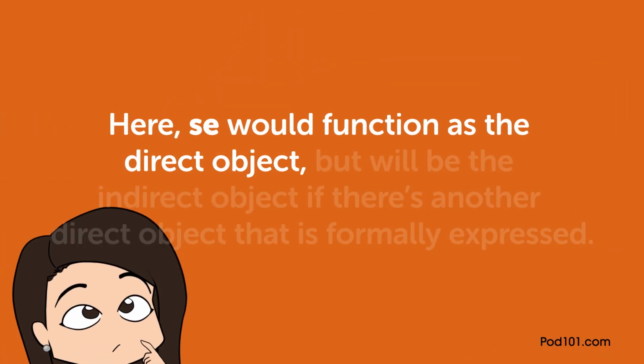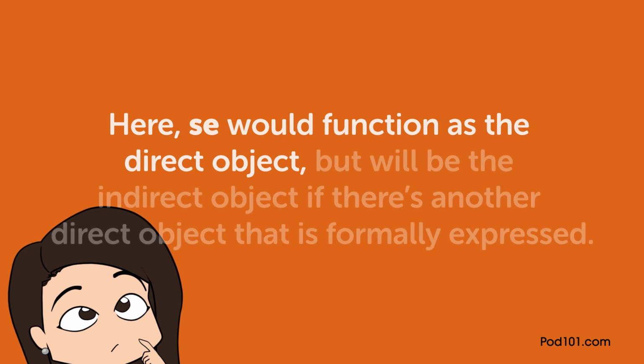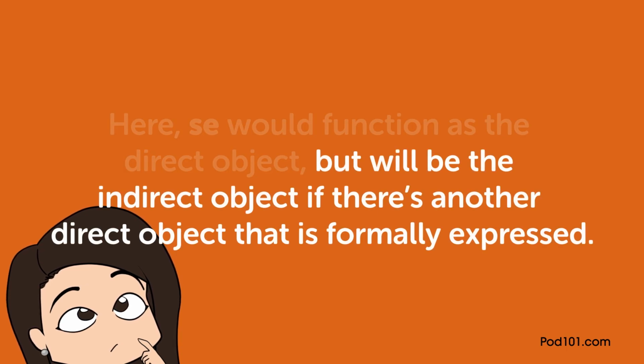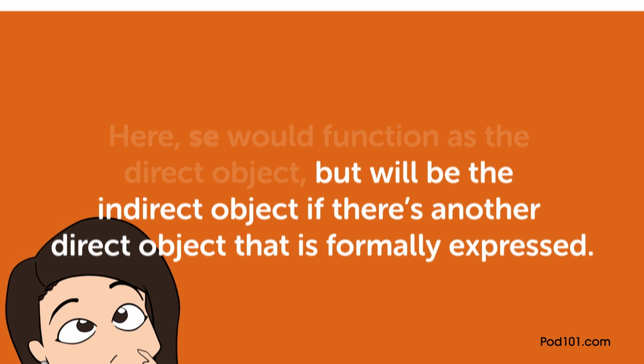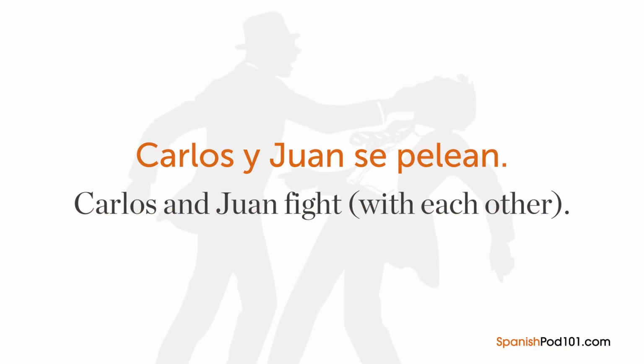Here, se would function as the direct object, but will be the indirect object if there's another direct object that is formally expressed. Let's take, for example, Carlos y Juan se pelean, meaning Carlos and Juan fight with each other.